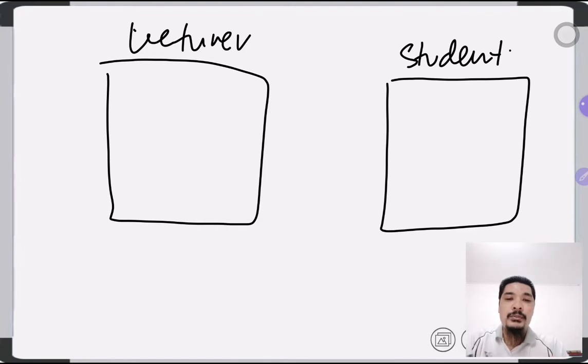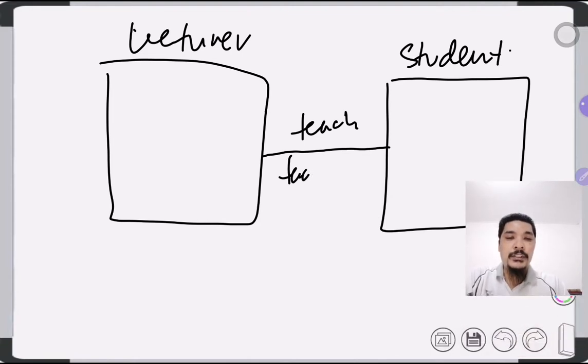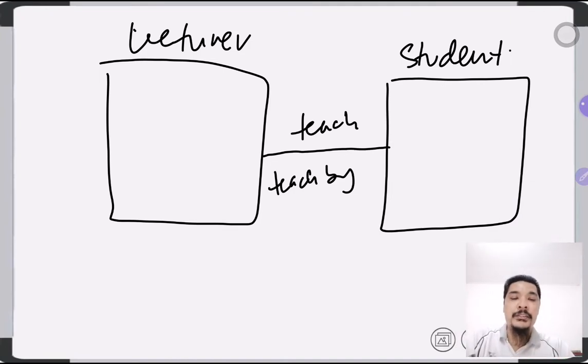If table lecturer and table student have a relationship, we need to determine the relationship. In this situation, maybe lecturer teaches student, and then student is taught by lecturer. So going back around: lecturer teaches student, and student is taught by lecturer.